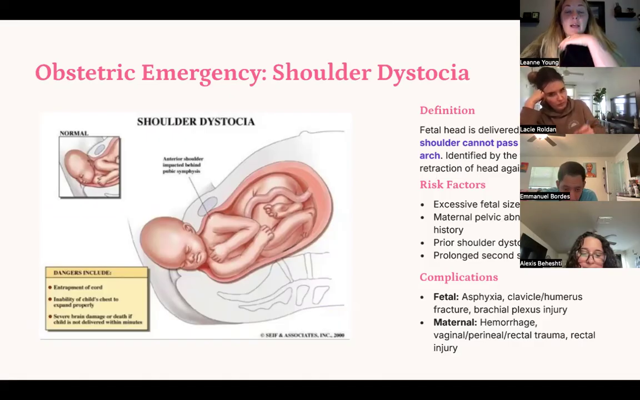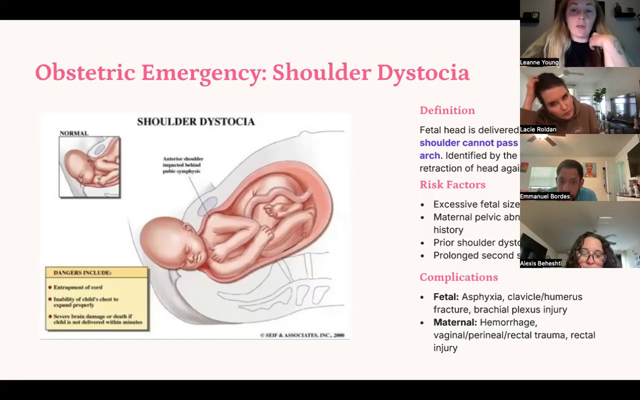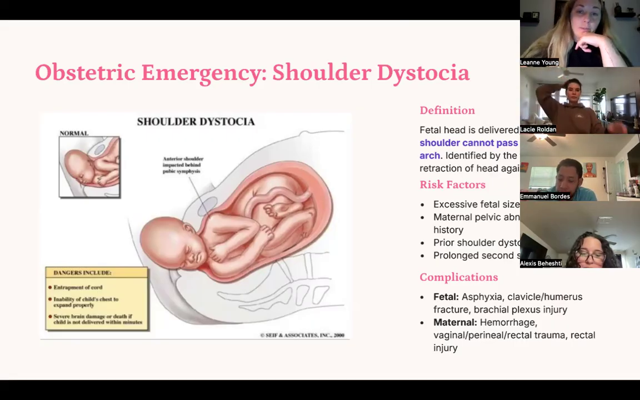This is retraction of the head against the perineum, and it's something that can indicate that there is a shoulder dystocia. We know what our risk factors are. Okay, be familiar with that. And we know the complications. The biggest one is fetal asphyxia, clavicle fractures, brachial plexus injury. For mom, perineal trauma, rectal injury, and hemorrhage are big ones. All right.